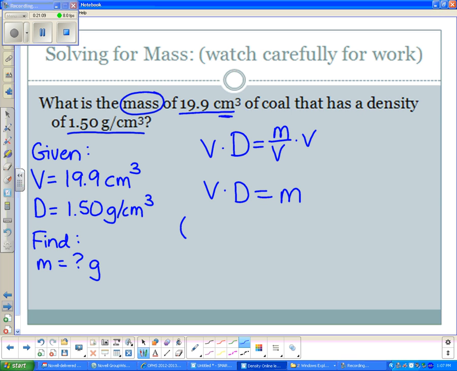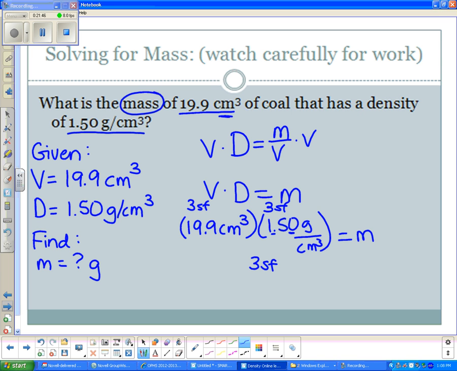Plug in our numbers. 19.9 cubic centimeters, 1.50 grams per cubic centimeter for our density, and that'll give us the mass. This time we are multiplying, but remember a sig fig rule is the same as before with our division step. 3 sig figs here. Ooh, now we got a trailing 0 right there, but we've also got a decimal point, so this has 3 sig figs as well. So our answer this time can have 3 sig figs.